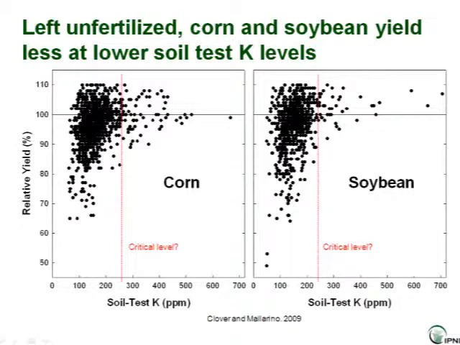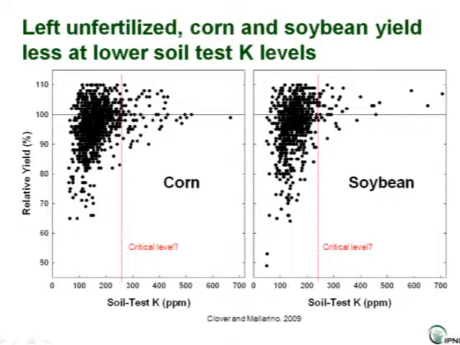So in other words, each of these points represents an unfertilized experiment and looking at how that compares to a fertilized treatment. And you can see that as you move to lower soil test K levels, you start to see decreases in yield. And the farther down you go on soil test potassium, the more yield you lose.